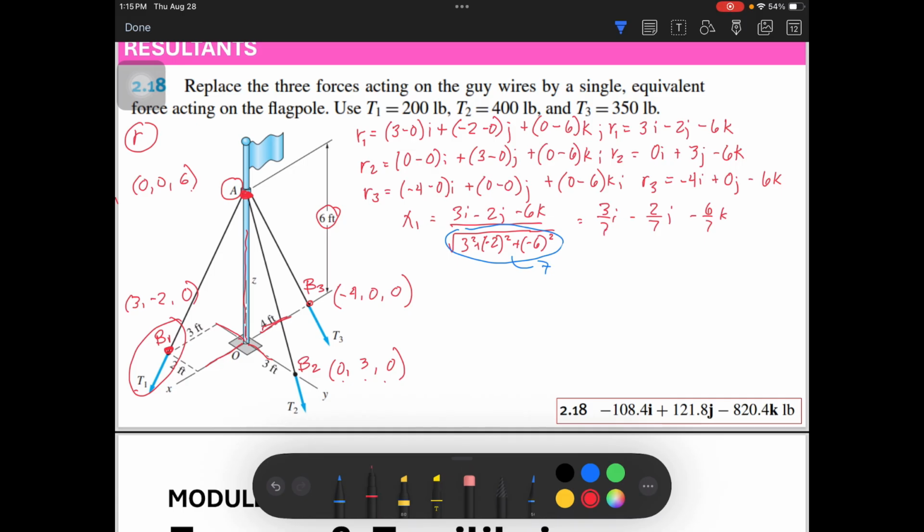So let's get lambda 2. So that is yung mismong vector 0i plus 3j minus 6k all over yung square root. Get the magnitude nito.